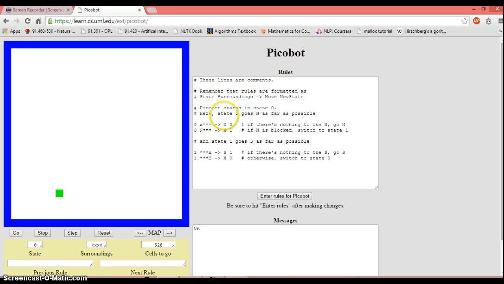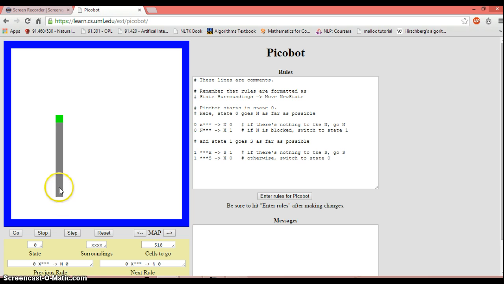And the idea behind it is here, this little green square is the Picobot. It's a robot with very limited sensors. It can only see directly to its north, east, west, and south. More on that later. But basically, every time the Picobot moves, it leaves this gray trail behind it.